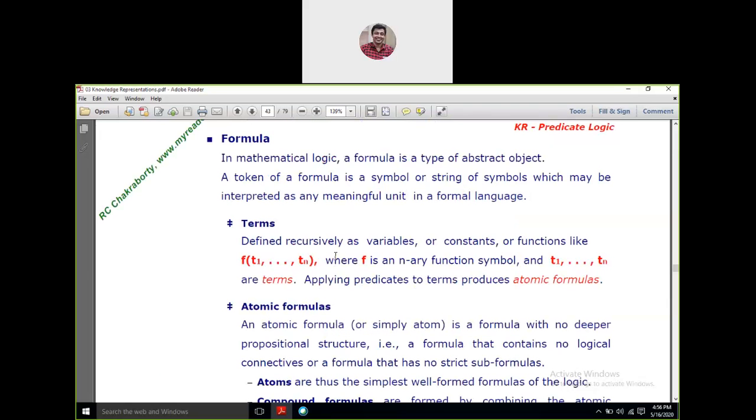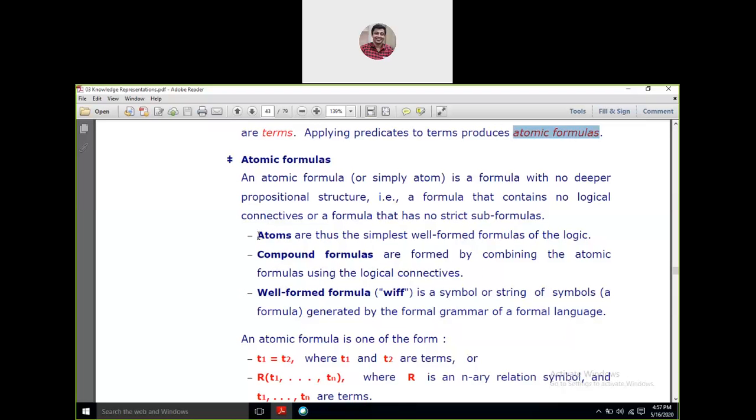In case of formulas, defined recursively as variables, constants, and functions, generally we convert any set of given problems into this form, right? Where f is an n-ary function and there are terms ranging from t1 to tn, where n is the arity. Generally, we call them atomic formulas, that means the smallest set of formulas. Here, we have all the definitions of it. Atoms are thus the simplest well-formed formulas, or the simplest WFFs.